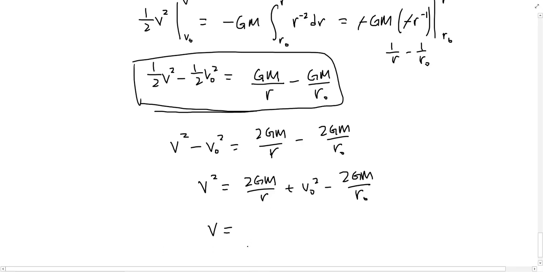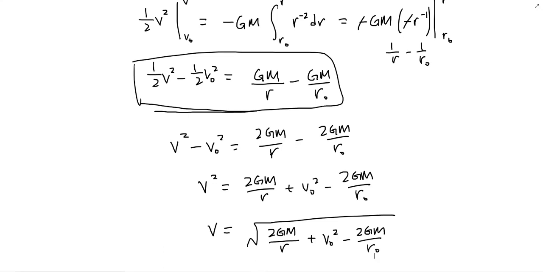So in this case, I'm going to say v has to be a positive number that takes the form of the square root of 2GM over r plus v sub 0 squared minus 2GM over r sub 0.